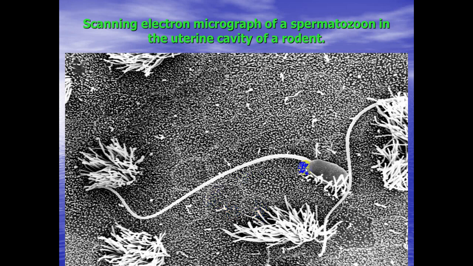This scanning electron micrograph shows you the mature sperm cell on the surface of the uterine cavity of a rodent. You can see the ciliated cells of the uterus, and on the surface of the endometrium are present these very specific cells, with head, short neck, and long flagellum. But I pay your attention that in newly formed sperm cells, the flagellum is immobile, not active.